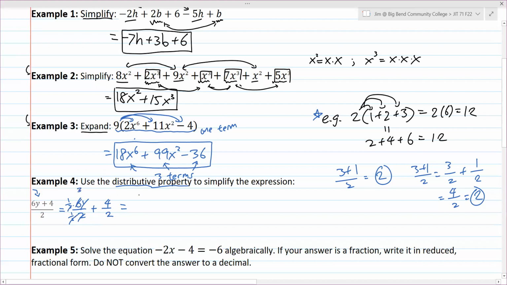And then we end up getting a factor of 3. So the first term would be 3y over 1. And then 4 over 2 is already 2. So it's like 4 divided by 2. So we leave the result as 2 for the second part. And then we simplify the expression further, then the answer will be 3y plus 2. Problem solved. Right, so the key words are distribute and simplify.